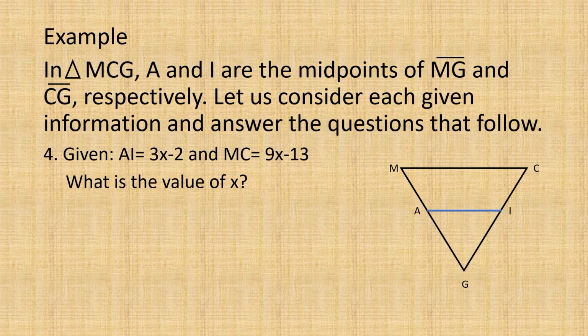Number 4. Given that AI is equal to 3x minus 2 and MC is equal to 9x minus 13, what is the value of x?